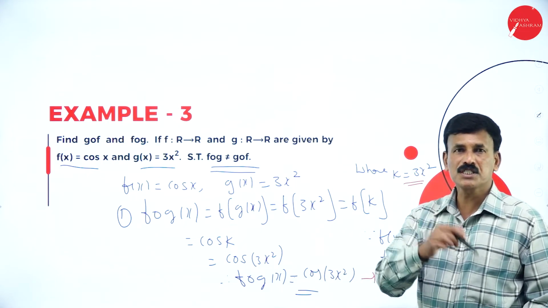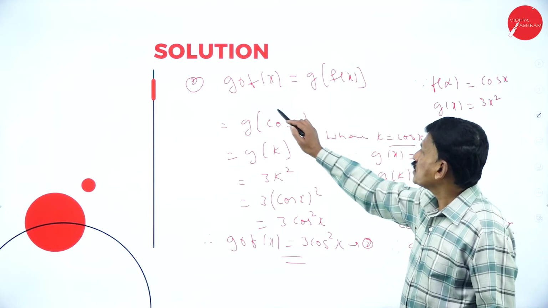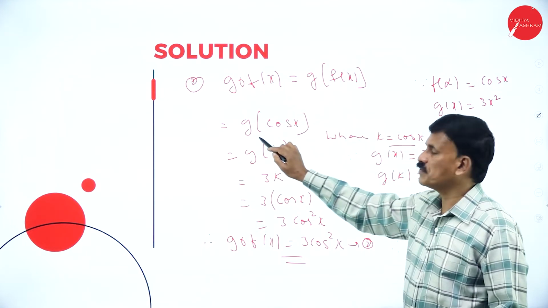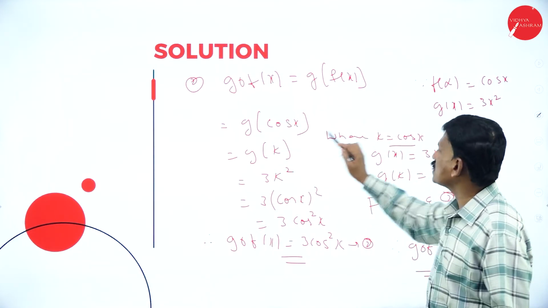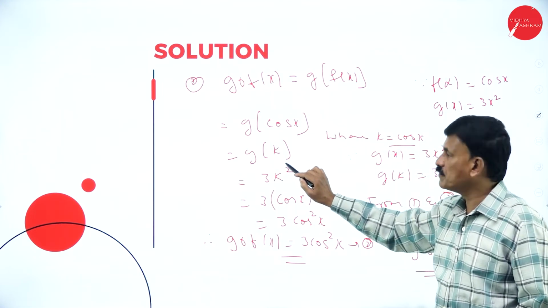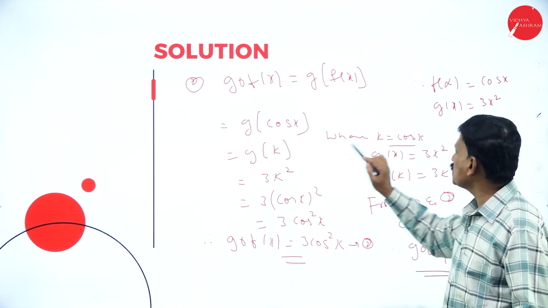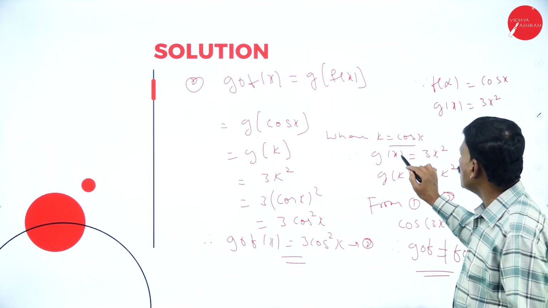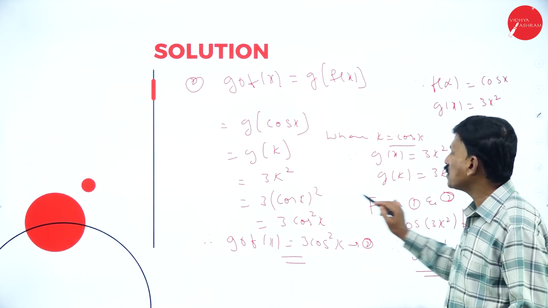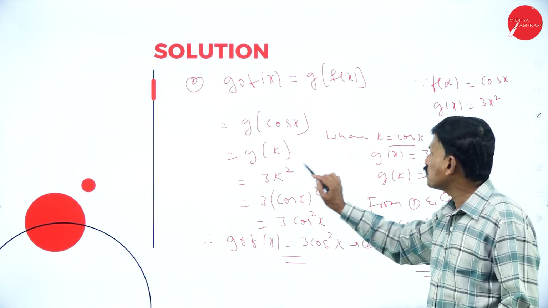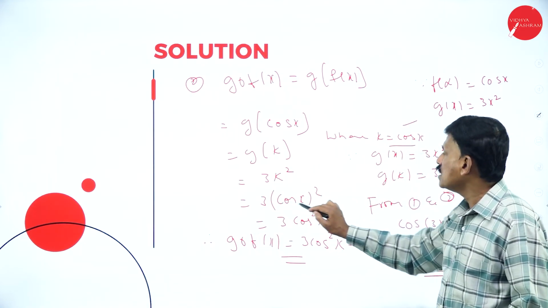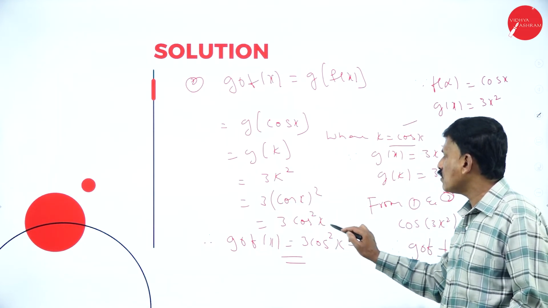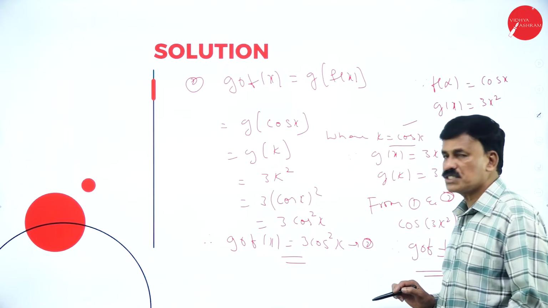Let us represent this as equation number 1. On the other hand, g naught f of x is equal to g of f of x. What is f of x? Cos x. So let us consider cos x as k, where k is equal to cos x. Since g of x is given as 3x square, if x is replaced by k, then this becomes 3k square. 3 into, substitute the value of k. What is k? Cos x. Cos x whole square. This can be written as 3 cos square x. Let us represent this as equation number 2.